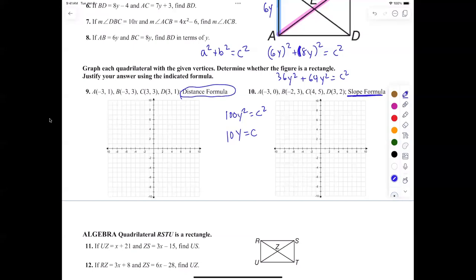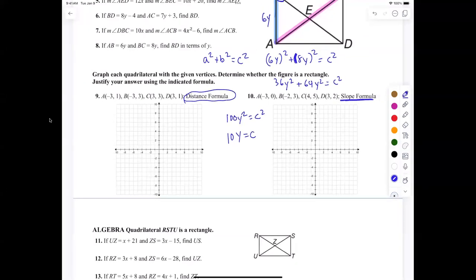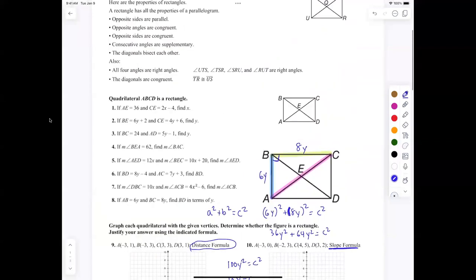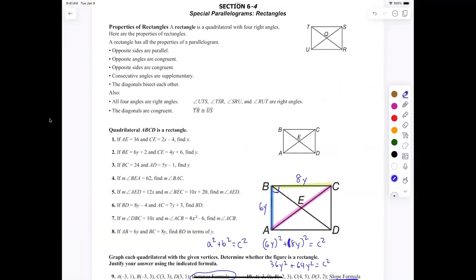Does everybody agree with that? Do we agree the opposite sides don't matter, right? The diagonals have to be what? Equal. If the diagonals are equal, it's a rectangle. That's what I said yesterday, or you could look up in your notes. What does it say right there? The diagonals are congruent.